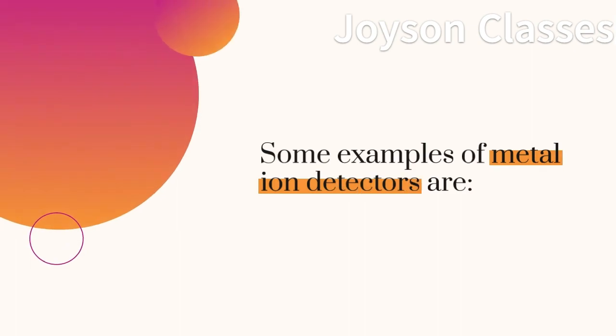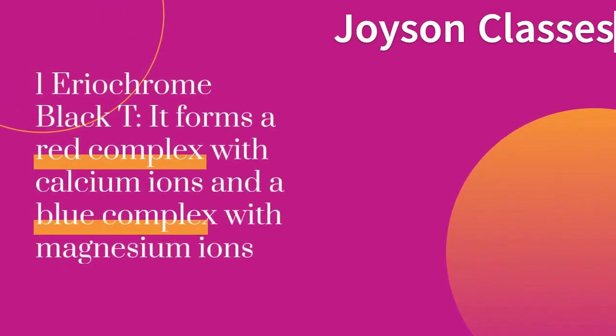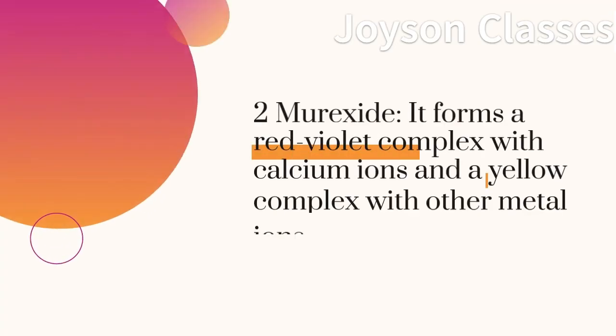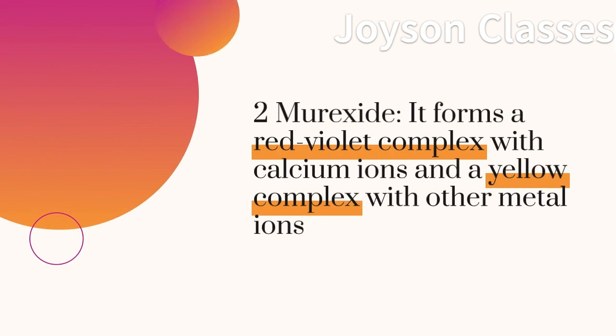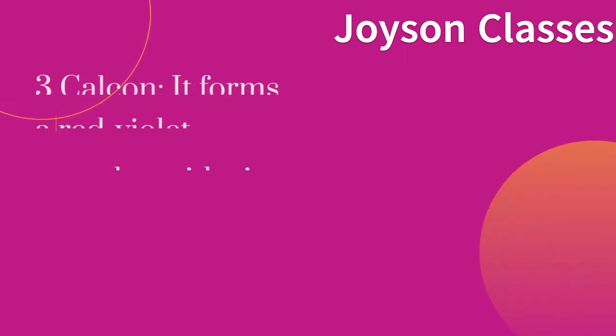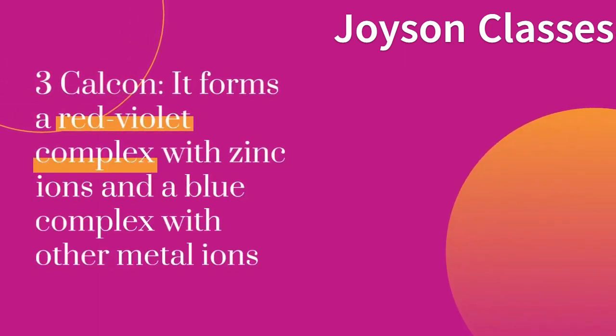Some examples of metal ion detectors are: 1. Eriochrome Black T. It forms a red complex with calcium ions and a blue complex with magnesium ions. 2. Murexide. It forms a red-violet complex with calcium ions and a yellow complex with other metal ions. 3. Calcon. It forms a red-violet complex with zinc ions and a blue complex with other metal ions.